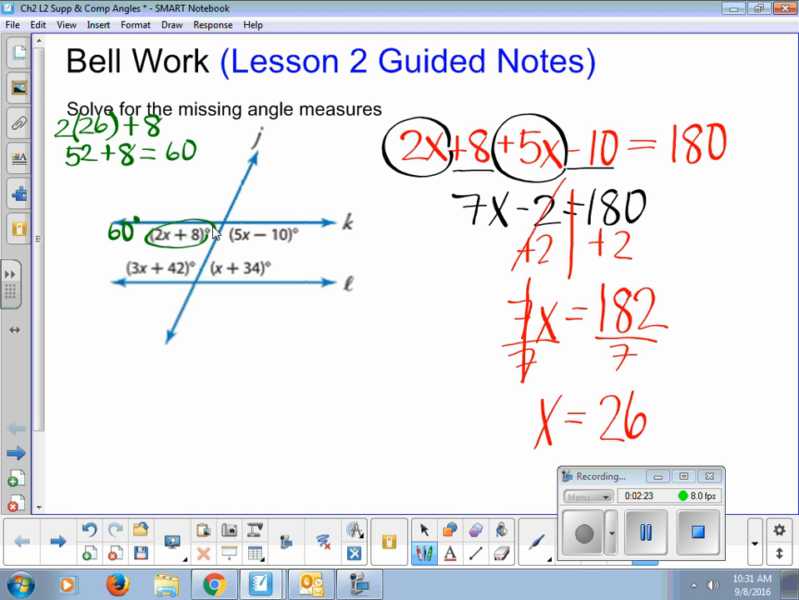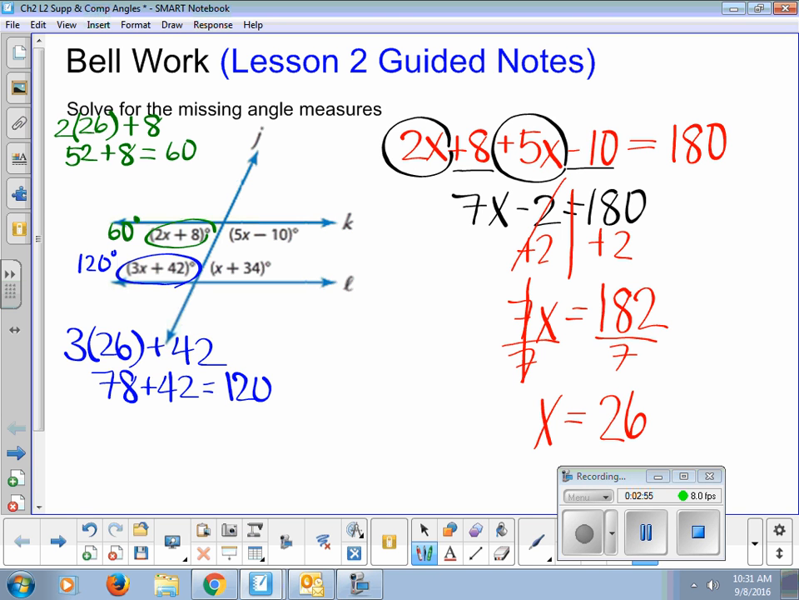If I try this angle right here, 3x plus 42, instead of x, I'm plugging in 26, and I add 42. What is 3 times 26? 78, and I'm going to add 42. And I get 120. So this right here is 120 degrees.